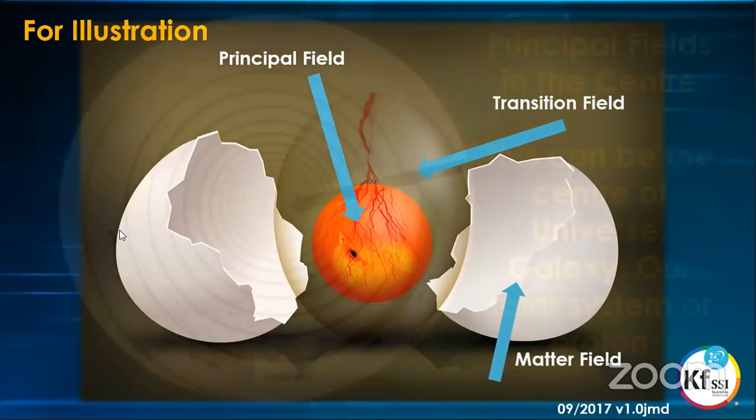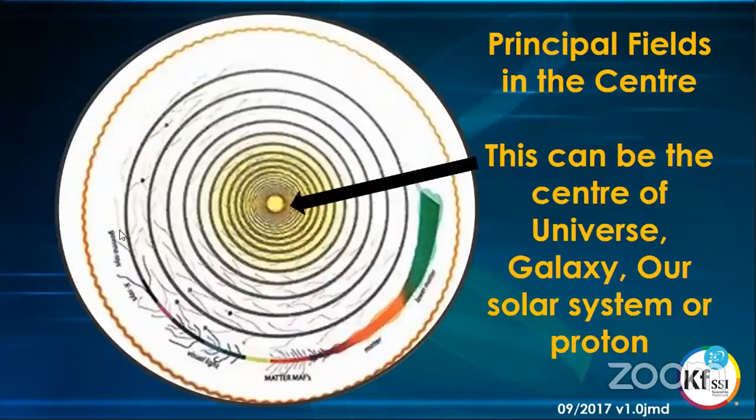So when we have a look at the principal field in the center, we can start applying this whole concept to everything that we know. So it can be the center of our universe, it can be the center of our galaxy, our solar system, or even our proton or electron.